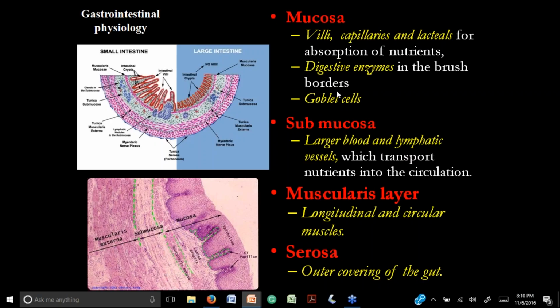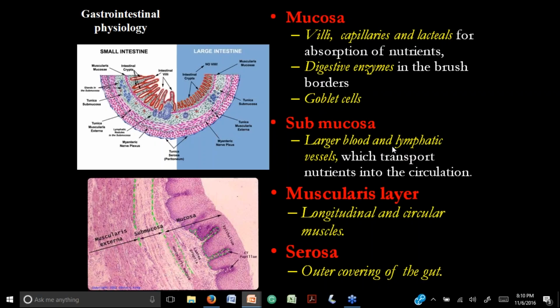We have, in addition, goblet cells that are actually mucous cells, and these mucous cells are mostly located in the esophagus, in the stomach, in the duodenum, and in the large intestine. The purpose of this is to protect against changes of the pH.